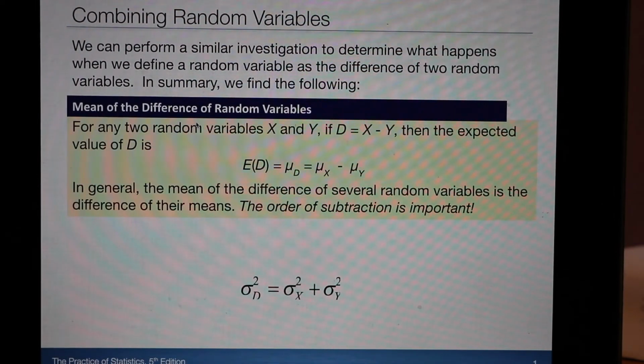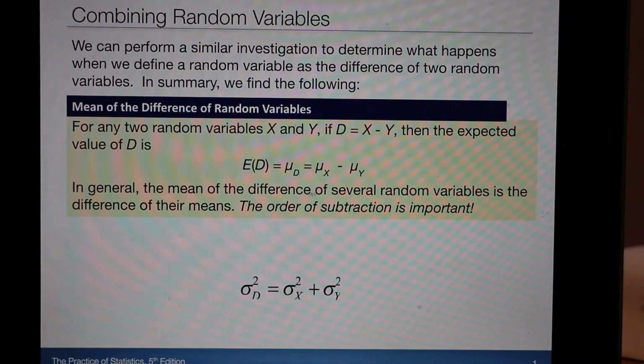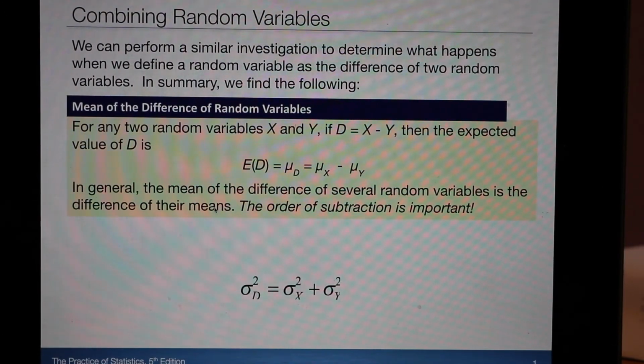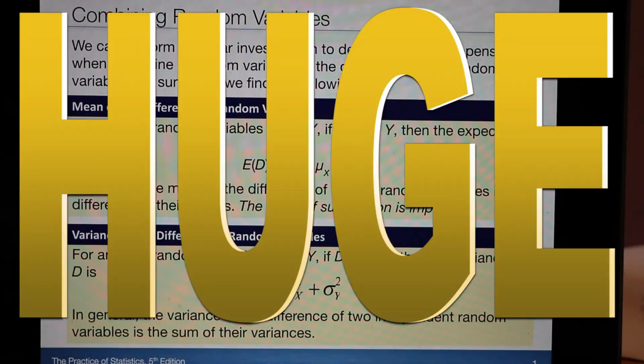So the means are pretty straightforward. If you are subtracting two random variables, then the distribution of the difference between two random variables is simply the difference between those expected values. In general, the mean of the difference of several random variables is the difference of their means. Be mindful that the order of subtraction is very, very important. This is a bit of a giveaway here. It turns out this is a huge one.